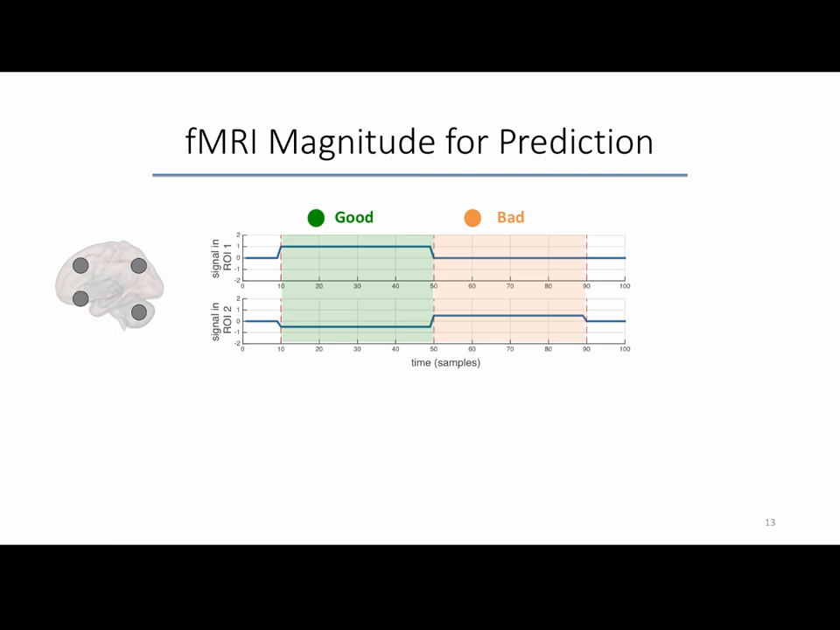And in some cases, fMRI magnitude, the things we use in most of our studies, is a good choice. If we want to look at good performance or bad performance, we might find that in some ROIs, activity is high during good performance and low during bad performance, or vice versa.